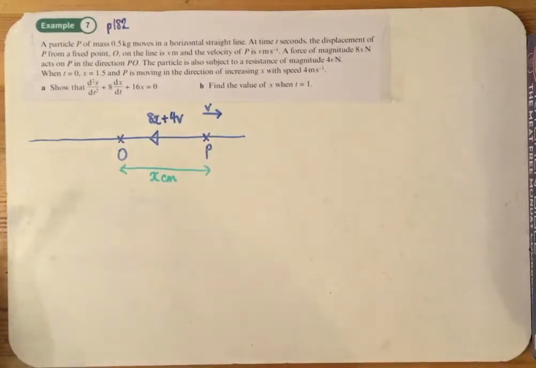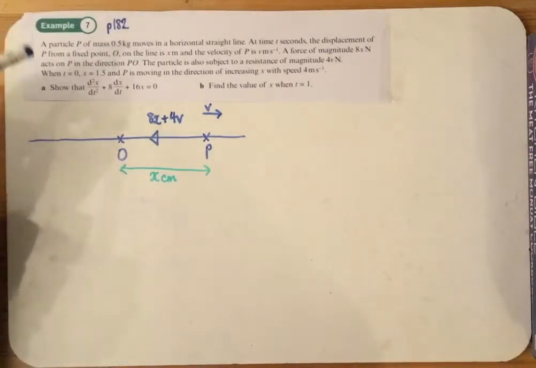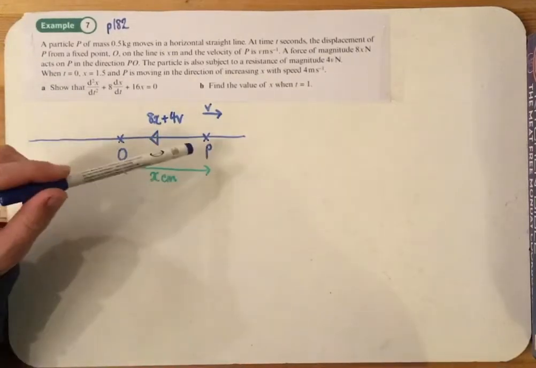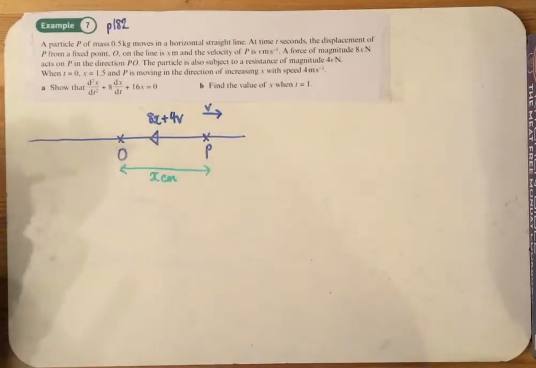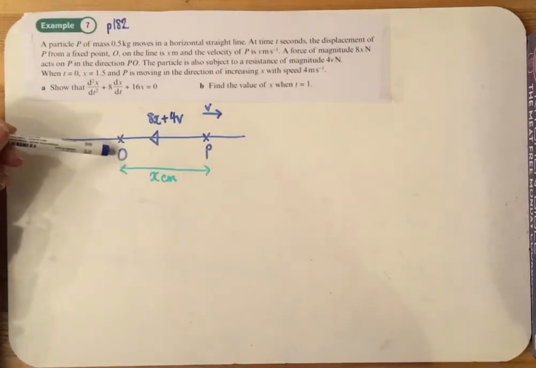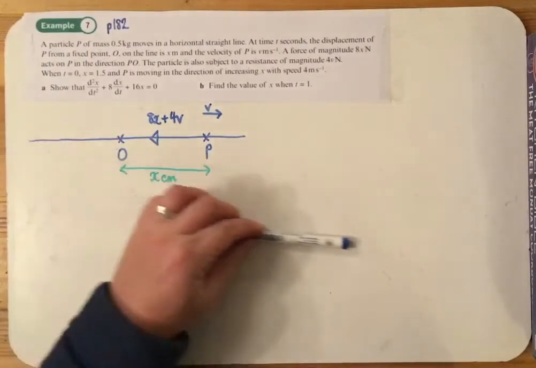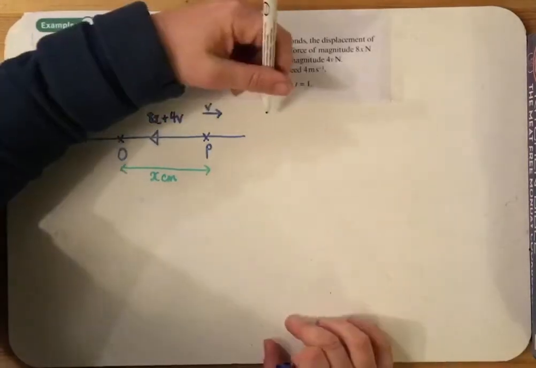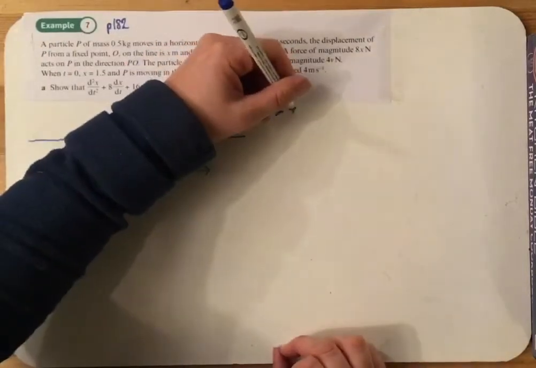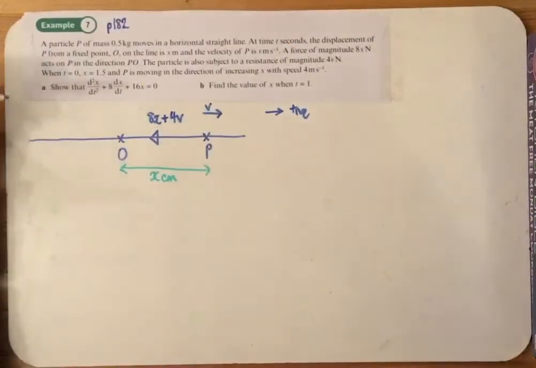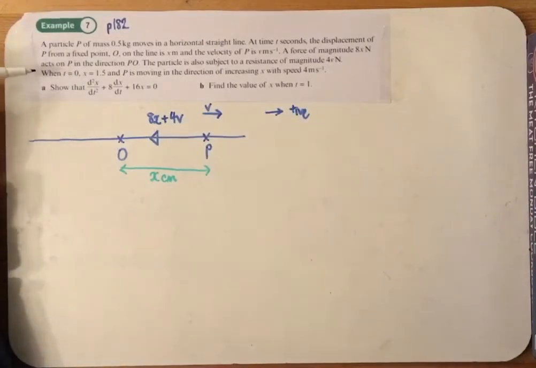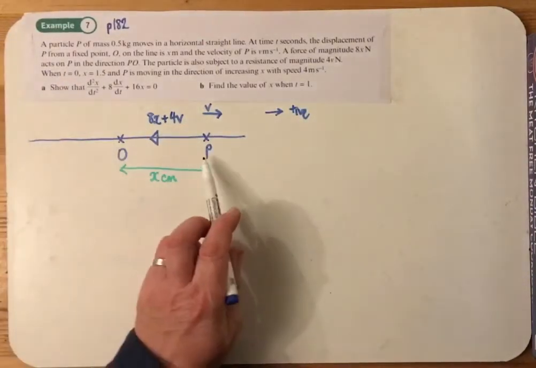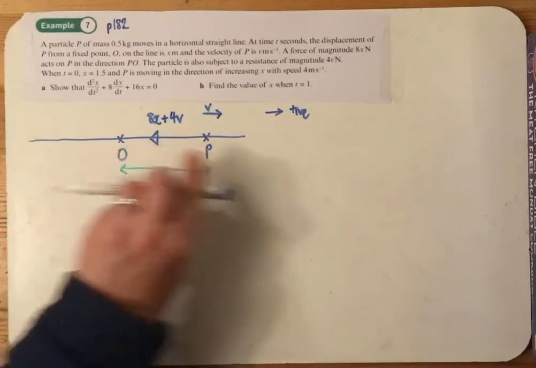Okay, example 7, it's around about page 182 in your textbook. Got particle P of mass 0.5 kilos moving in a horizontal straight line. At time t, the displacement of P from a fixed point, the origin, or O, on the line is x. So that's our direction of increasing x. So I'm essentially taking it this way as being my positive direction. Force of magnitude 8x acts on P in the direction of PO, so back that way.